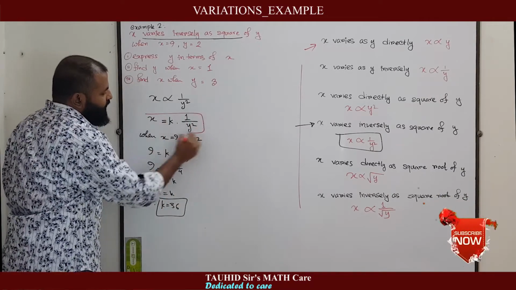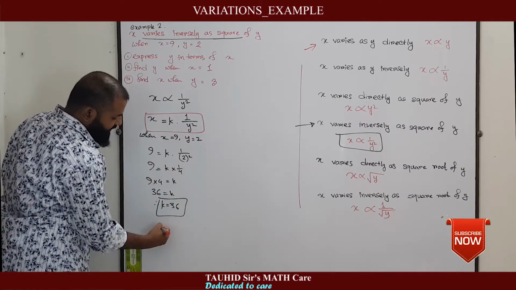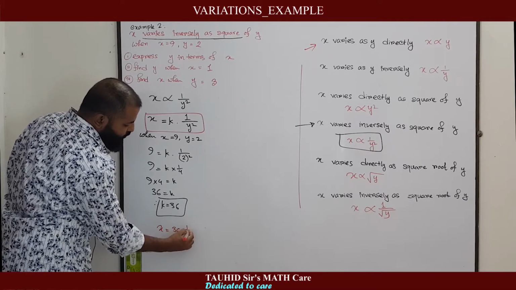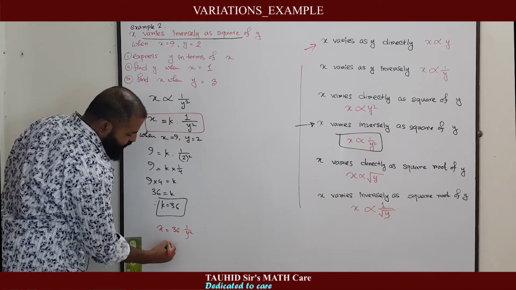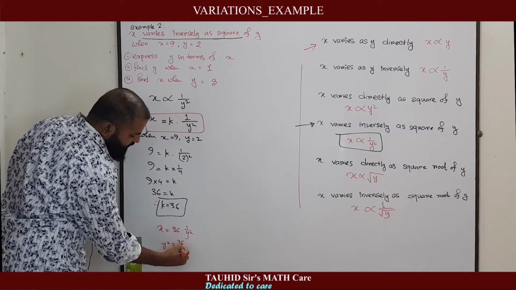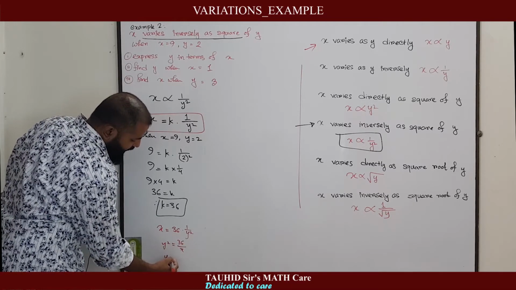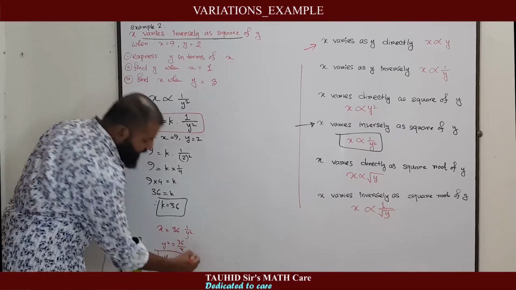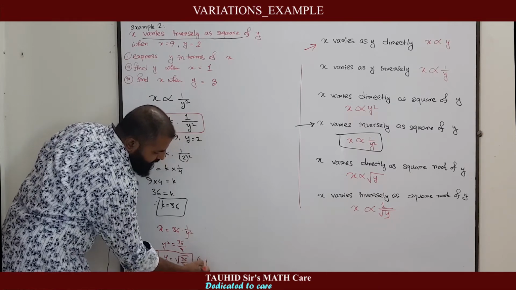So from this equation we can say that x equals 36 into 1 by y square. Therefore y square equals 36 divided by x. That means y equals root over 36 by x. This is the answer of question number 1.